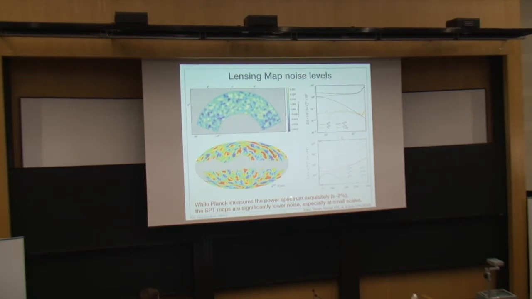Because Planck gets the whole sky, they have just an exquisite measurement of the lensing power spectrum. The best in the field by far. This is amazing, a precision of around 2%. In the SPT maps, these maps are significantly lower noise, but because we only cover 2,500 square degrees, we will not measure the power spectrum to these levels. But with these deep maps, they're very useful for cross correlations as well.